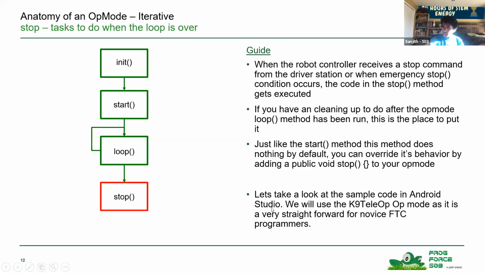And then finally, we're going to look at the sample code in Android Studio. We'll look at that in a second. We're going to look at the K9 teleop mode, and it's a teleop because we're using the iterative op mode. It's going to be a pretty straightforward one.